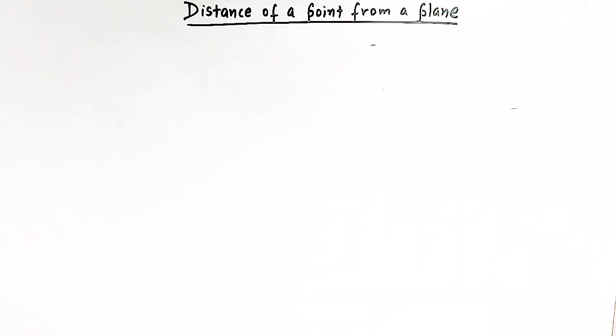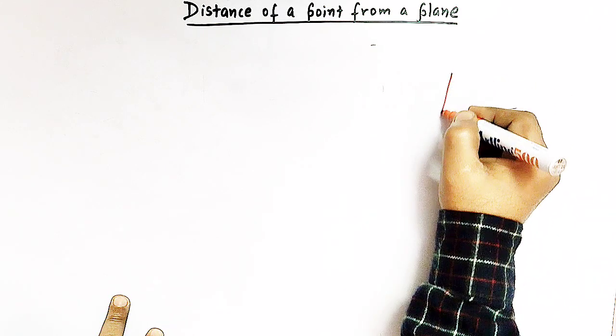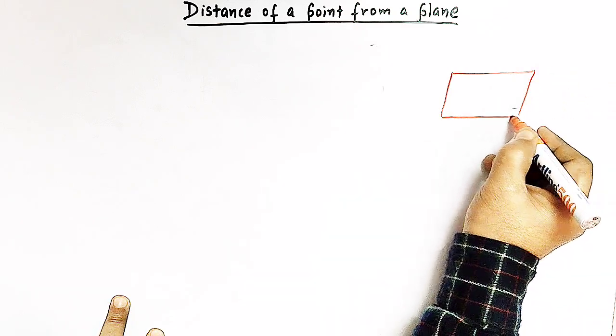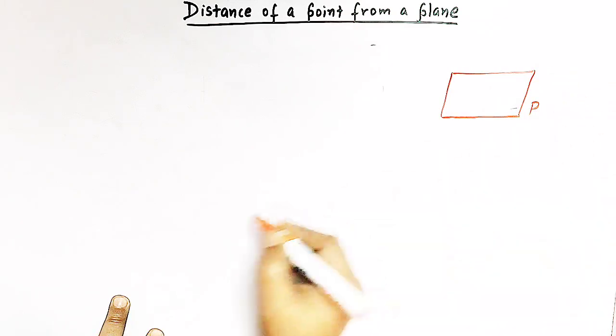Hello viewers, in today's session we are going to discuss an important result from three-dimensional geometry, and here we are going to derive the formula for the perpendicular distance of a point from a plane, right? So suppose we are given a plane, and let us denote this plane by the letter P, right?